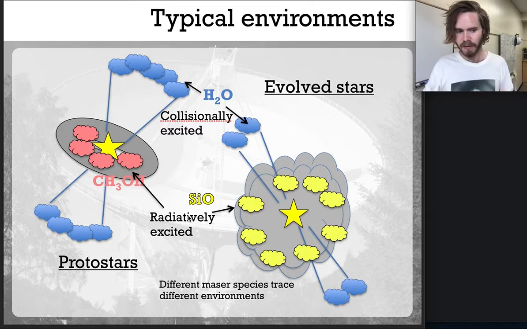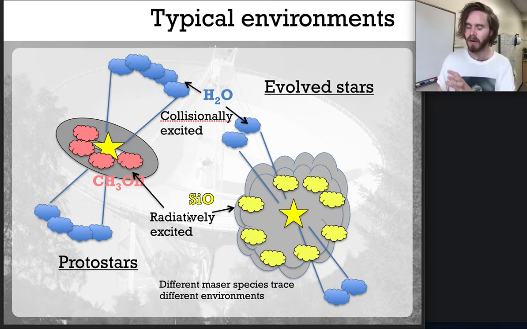This is especially the case for 6.7 gigahertz methanol masers, which I keep talking about because they're very popular. They pretty much always tend to be found around high-mass protostars. So each maser transition has some preference for a particular environment, because of the range of physical conditions it needs to produce the maser emission.